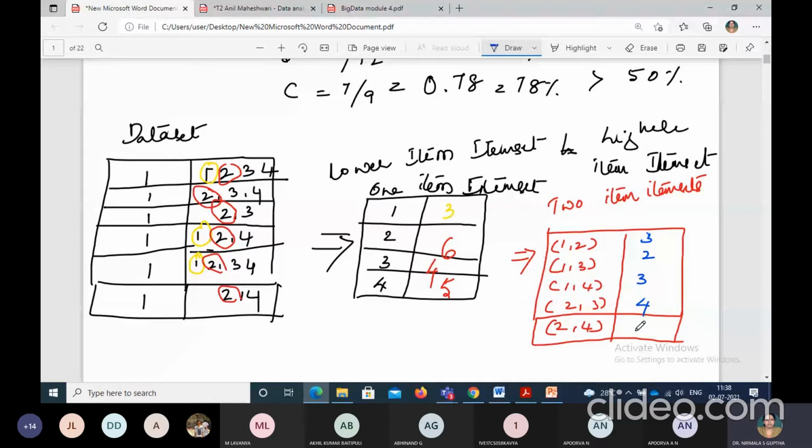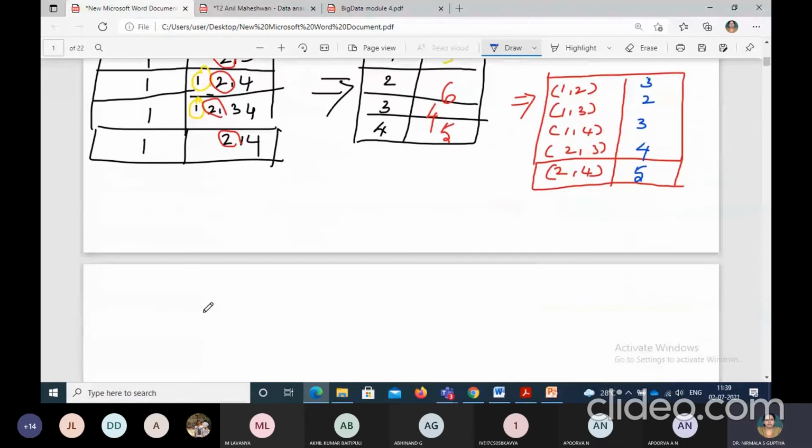No. Check it out properly. Scan through the whole table. In the given table I'm talking about. So this is the table. 2, 4. See, 2, 4, 2, 4, 2, 4, 2, 4, 2, 4. So how many times? 5 times. Okay, very good. So 5 is the correct answer.